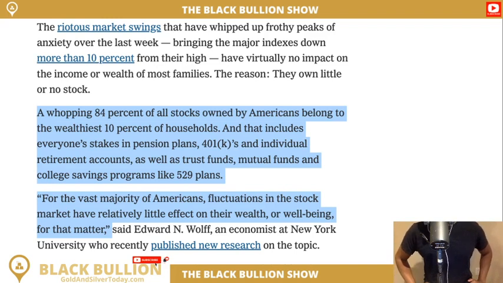Here's the other thing to take into account. Remember that only a fraction of the U.S. economy even owns equities. Take a look at this. A whopping 84% of all stocks owned by Americans belong to the wealthiest 10% of households. And that includes everyone's stakes in pension plans, 401ks, and individual retirement accounts, as well as trust funds, mutual funds, and college savings programs like 529 plans. For the vast majority of Americans, fluctuations in the stock market have relatively little effect on their wealth or well-being for that matter.